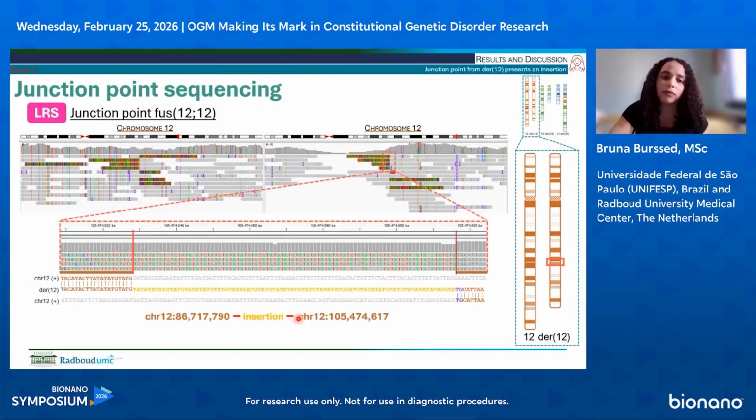I'll show you here. We have both regions of chromosome 12 shown here at the top, and zooming into the junction, we have in brown both regions of chromosome 12 here at the edges of the image, and then in the middle in yellow we have an insertion of a sequence between the two breakpoints. I'll show you more about this insertion in the next slide.